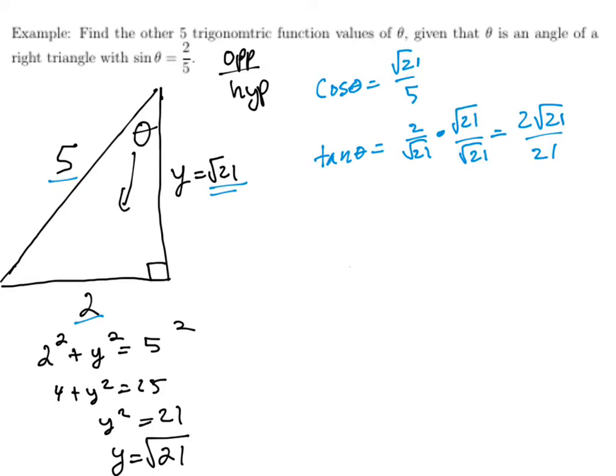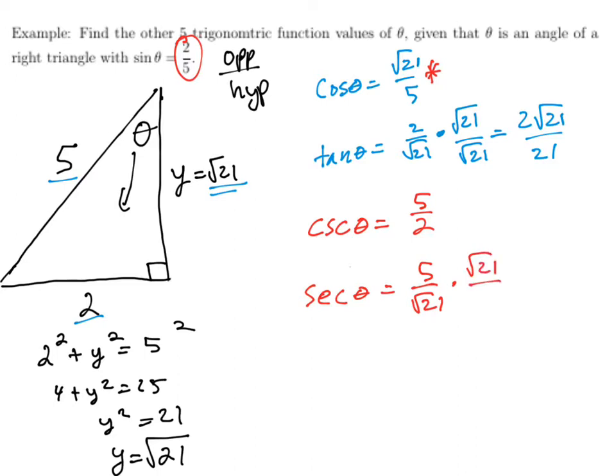Now getting to the 3 other functions, we have cosecant theta. Well, cosecant theta is just the reciprocal of sine. Now we know that sine is 2/5, so the reciprocal is going to be 5/2. Secant theta, secant is the reciprocal of cosine, so we take the reciprocal of cosine, which will be 5 over square root 21. Again, we need to rationalize, and we end up with 5 square root 21 over 21.